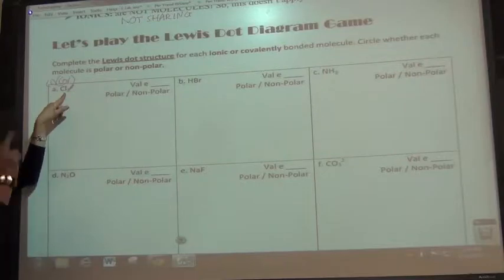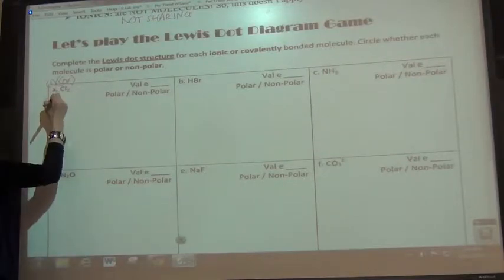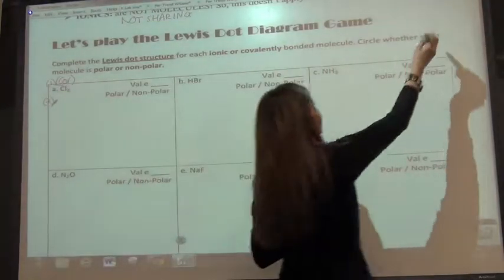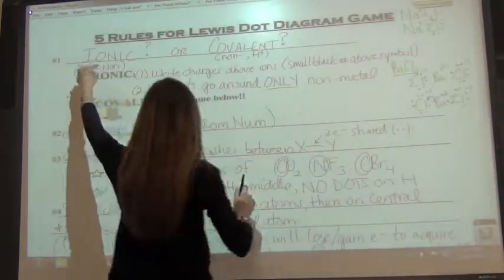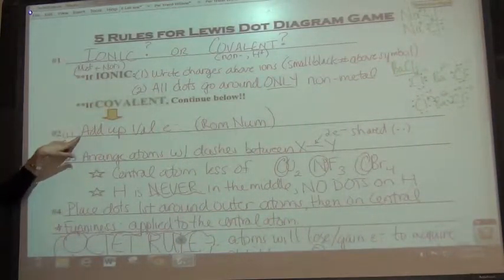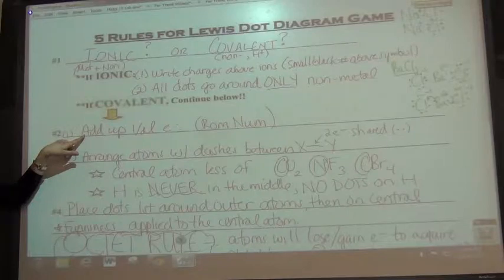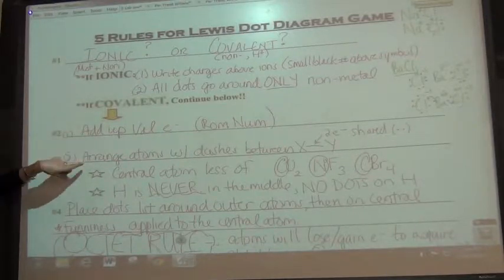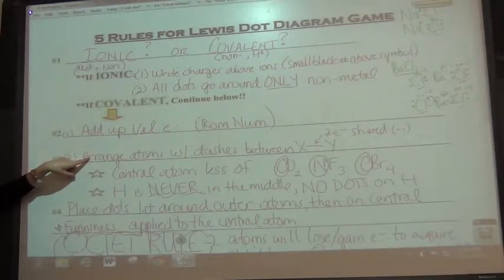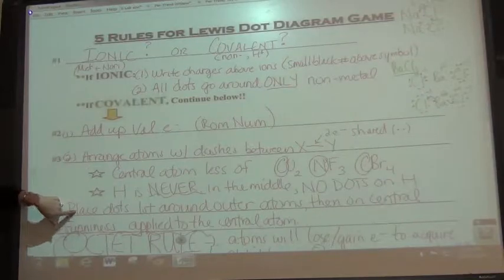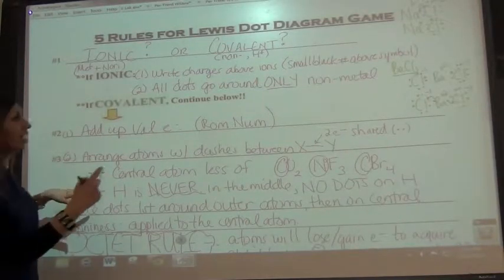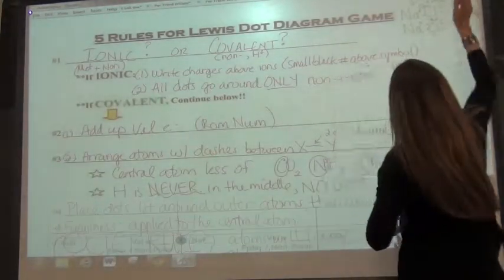Perfect. So the second step is, if you look back at your rules, step number 1 was ask if it's ionic or covalent. Step number 2, what do we do? If it is covalent, we add up our valence electrons, then we're going to arrange our atoms with dashes, and then we're going to place the dots around the atom. So we're kind of going to do all of these at one time now.